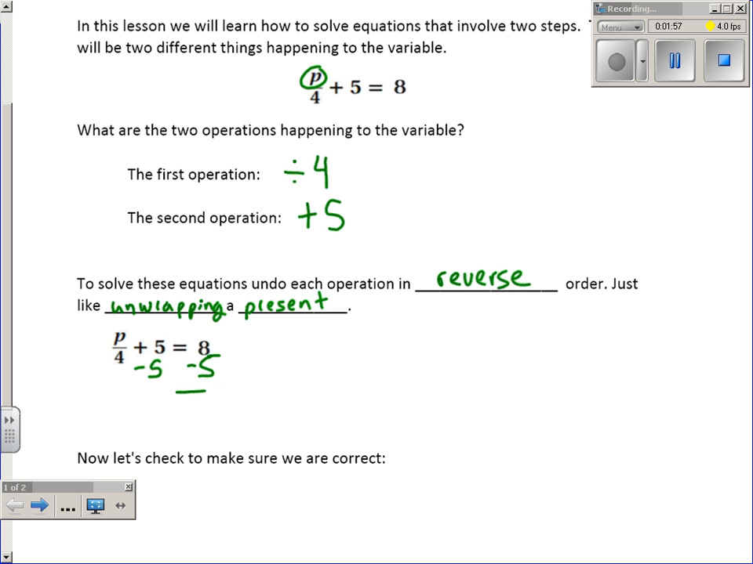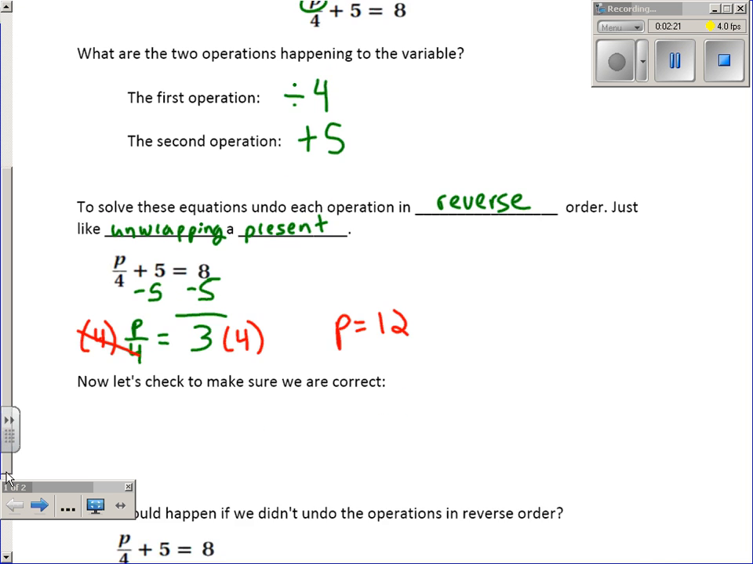Now the next thing you really need to make sure you do is bring down what's left over. So P divided by 4 is left over. And make sure you rewrite this equation. So this should be here on every problem. Now we need to undo the division. So we multiply. That means P should equal 12.